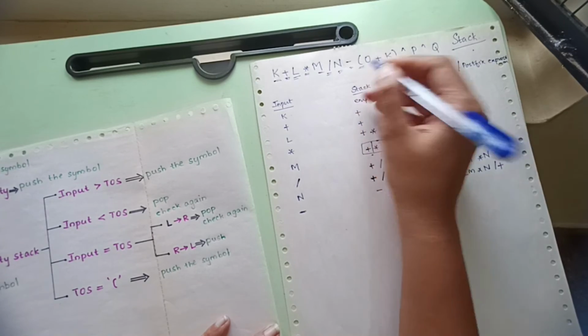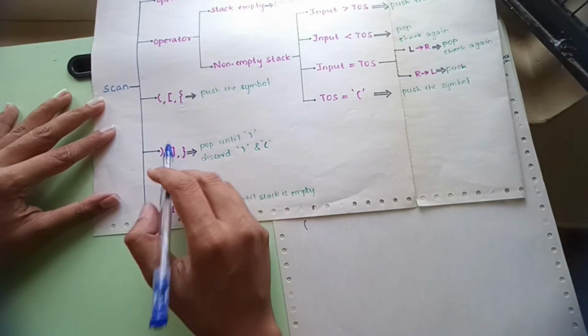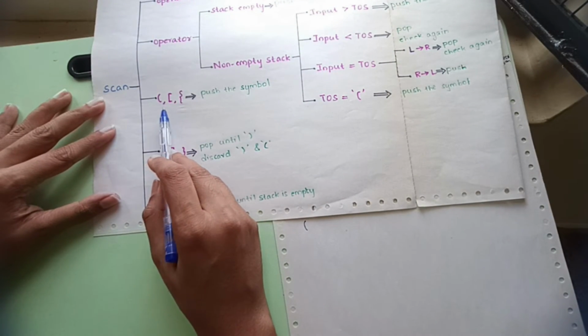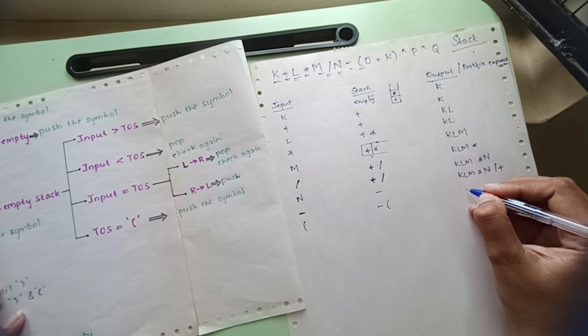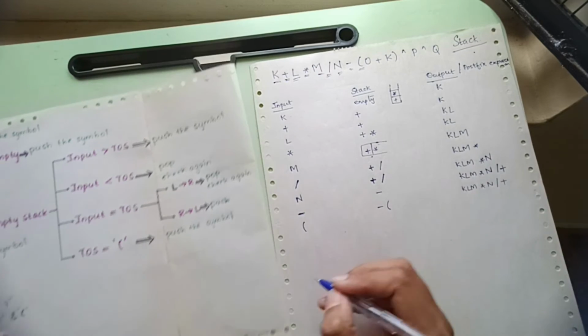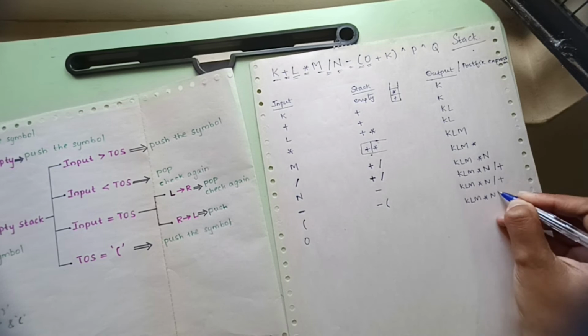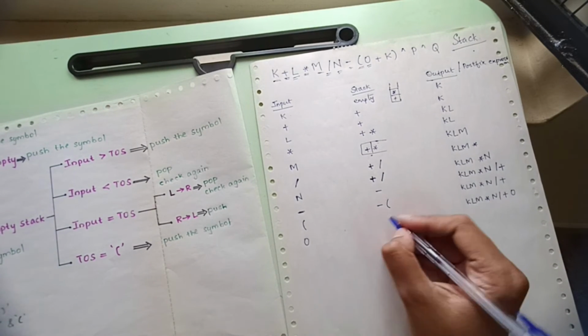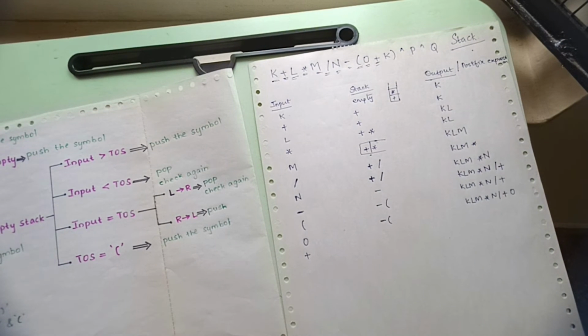The next input is an opening bracket. So we'll see what we can do with the opening bracket. If we are scanning an opening bracket, we have to simply push the symbol. So we'll simply push it along with minus: minus and opening bracket. The output remains the same. Next we have an operand O, so we'll be outputting the operand. The stack remains the same.